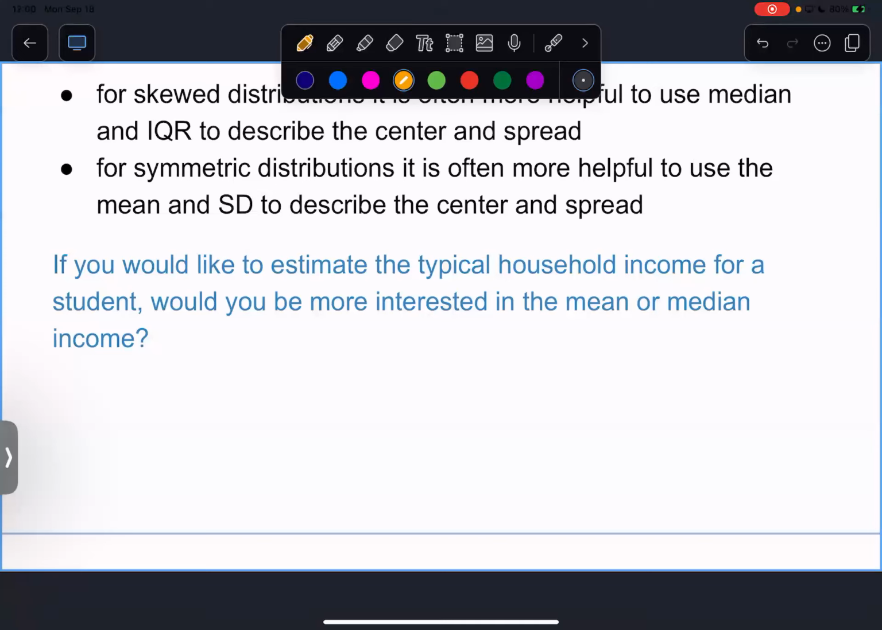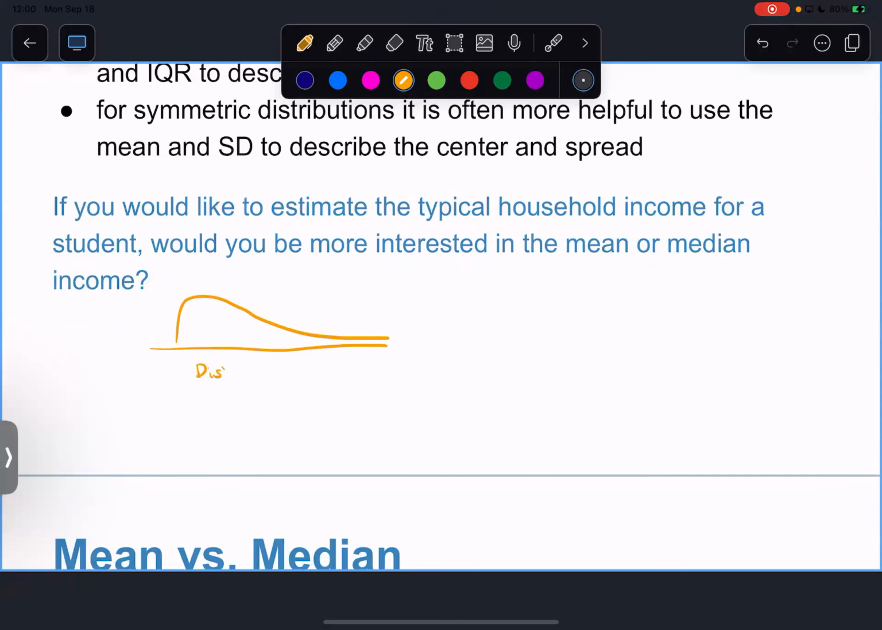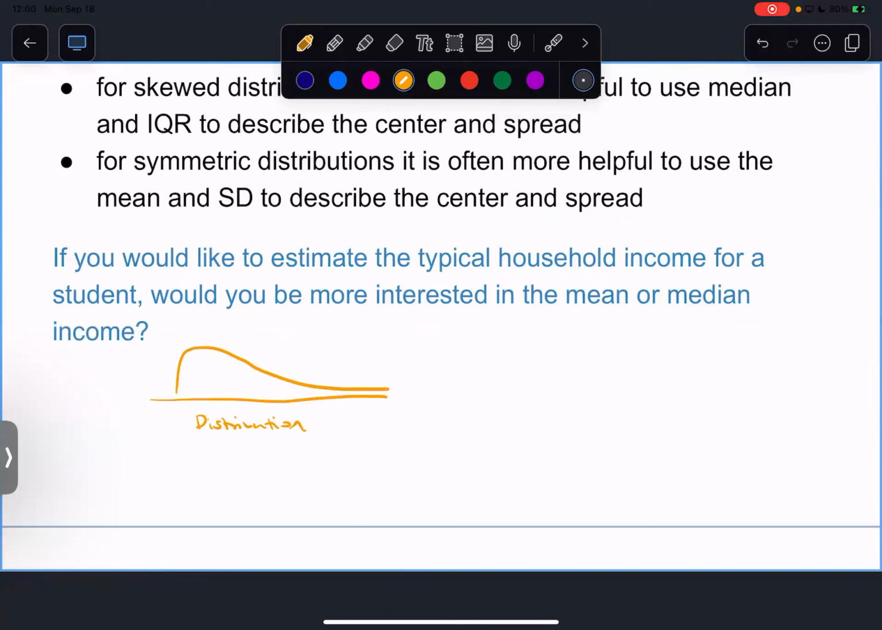Now, what I would expect to see is maybe something like this. I would expect to see that as my distribution. This is skewed, right? And so since it is likely a skewed distribution, I would use the median.